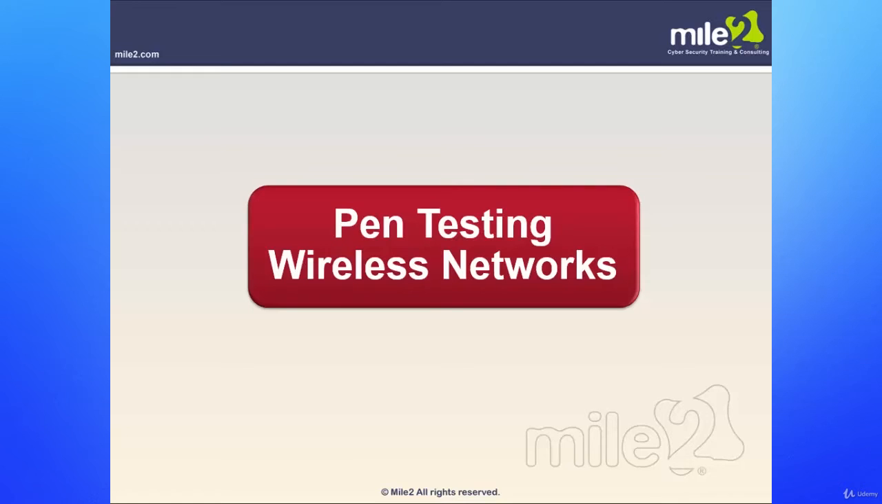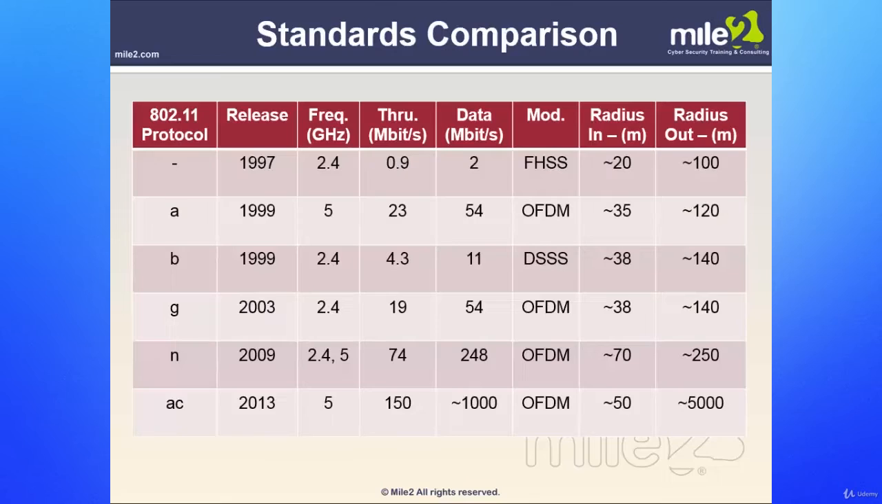All right, let's go ahead and take a peek into the wireless side of things. Now, there are some standard comparisons we're going to take a peek at here real quickly. Basically what it comes down to is the different 802.11 protocols that are used, such as A, B, G, N, and AC, which have been released on various dates and also have different frequency rates, different data throughput, and so forth as well, right? Radius in and out, and so forth as they differ. And of course, different modulation techniques.